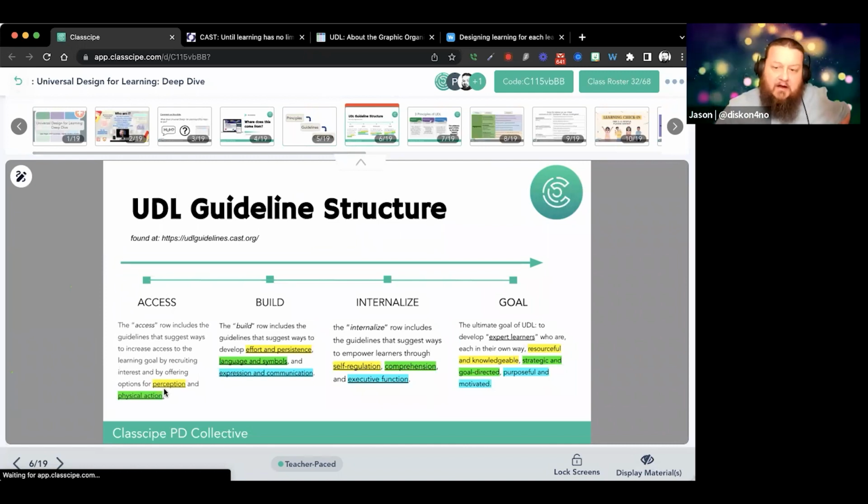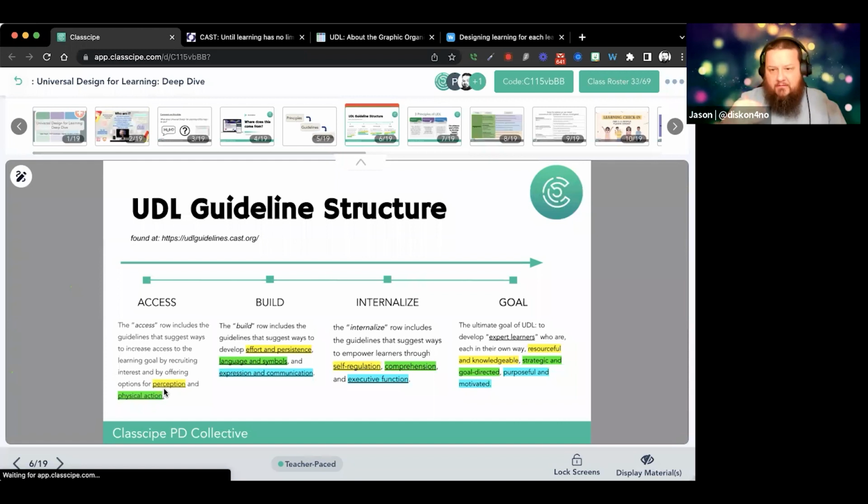We first look at access. And when we talk about the access, that's the lowest level of each of these principles. Okay. The lowest level. It should hopefully be the thing that all of the students are able to do when we begin. So the access level is the most basic level of the principle. Okay. That's the most basic.